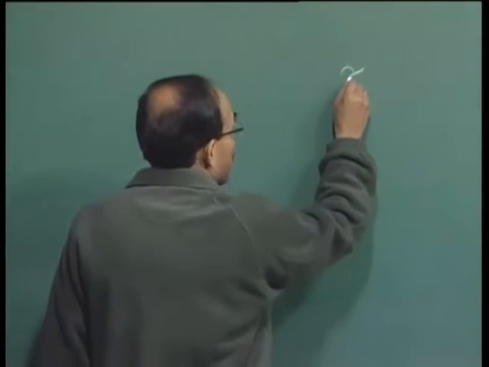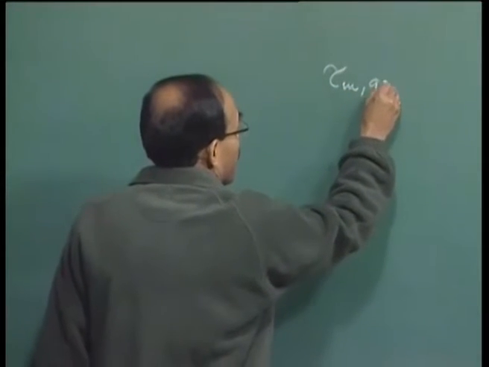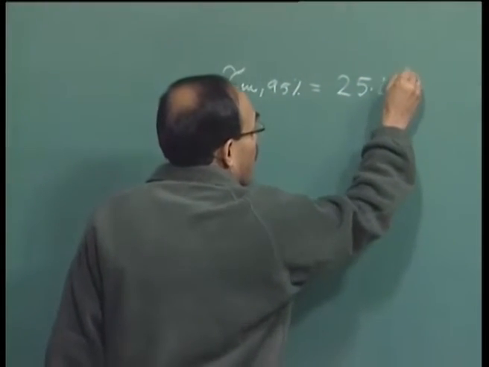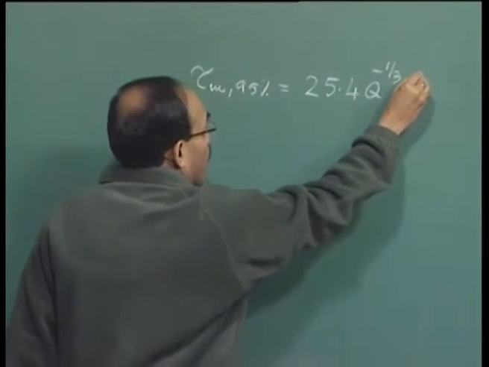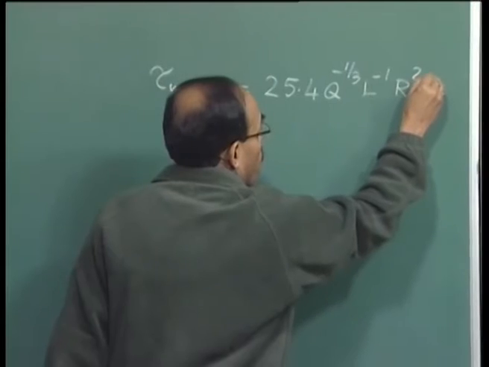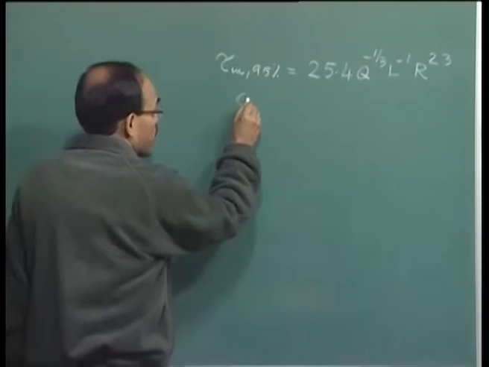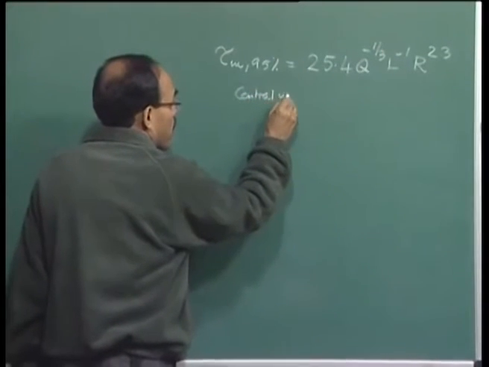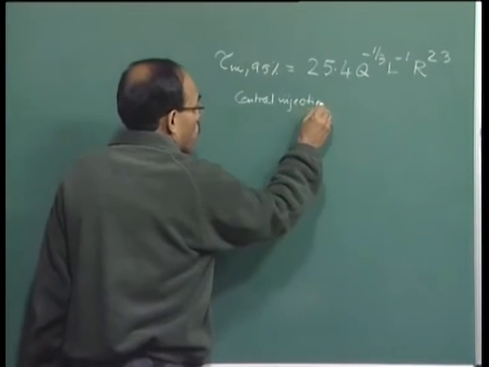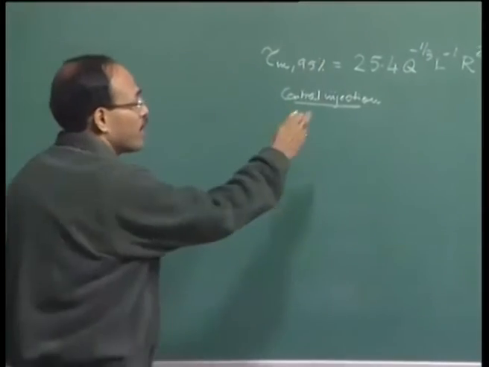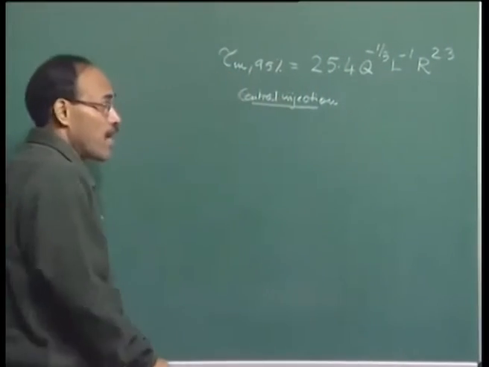So, we are talking about mixing in ladles, and I have written correlations for mixing time in terms of operating variables. I said that this correlation is valid for central injection, that is the axisymmetric injection, in a gas starved ladle for a certain range of gas flow rate, for a certain range of vessel aspect ratio.